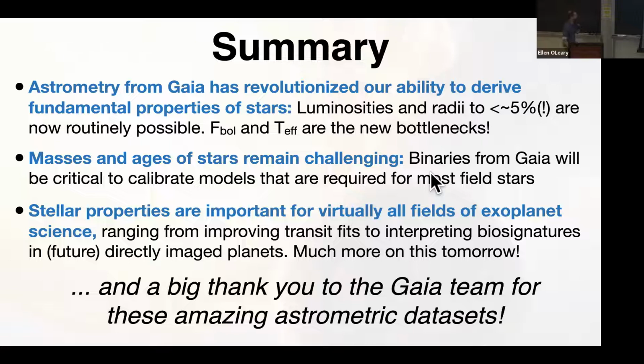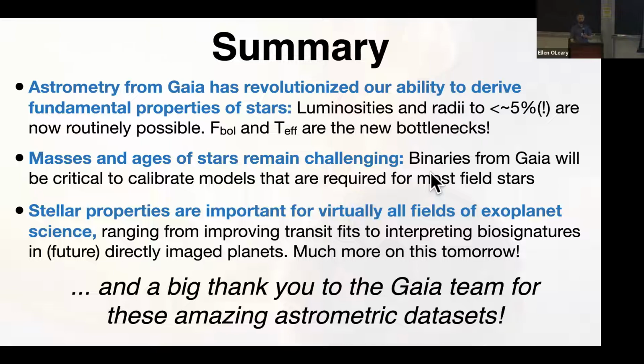So in summary, I've hopefully convinced you that astrometry from Gaia has revolutionized our way of determining fundamental properties of stars. Luminosities and radii to something like 5% are now routinely possible, and the error floor is now set by bolometric fluxes and effective temperatures. Masses and ages remain challenging. I think Gaia binaries will be a huge step forward, at least towards testing the models that we use for single stars.